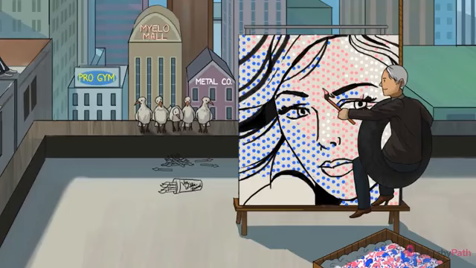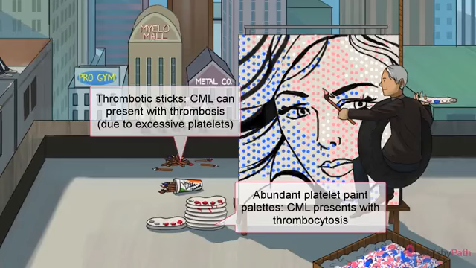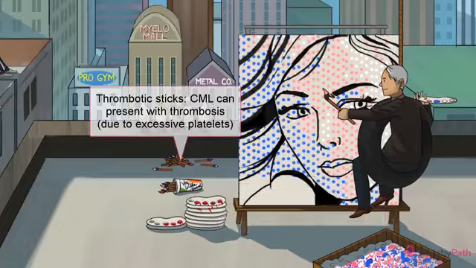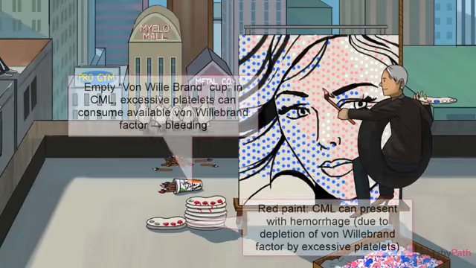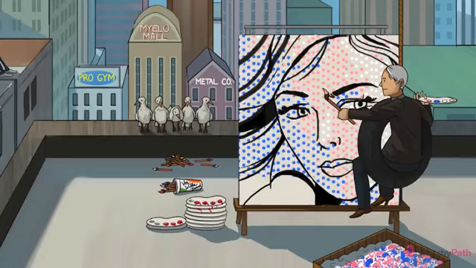In the setting of CML, platelet proliferation is also common, leading to thrombocytosis, hence the stack of platelet paintboards. Just like we illustrated at the myeloproliferative museum sketch, this doesn't necessarily mean increased thrombosis, though that is certainly a risk. It turns out that when there's an overload of platelets in circulation, you use up all your von Willebrand factor, which can increase the risk of hemorrhage. So remember, myeloproliferative disorders, including CML, can cause both thrombosis and bleeding.